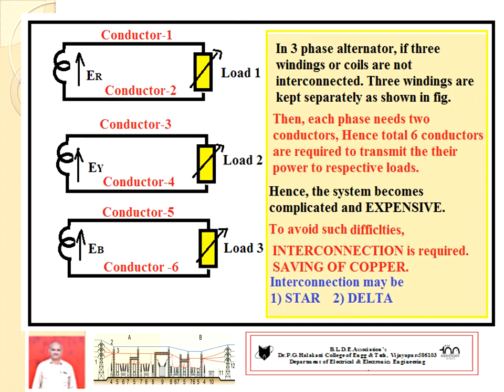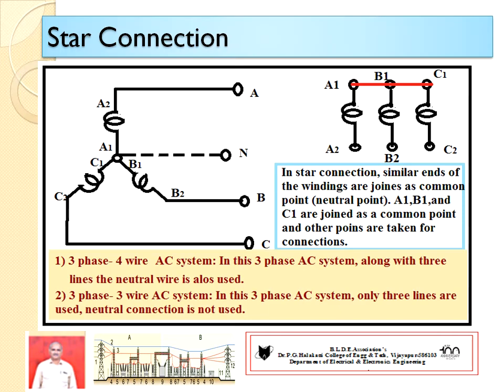Then what is the type of interconnection, sir? The interconnection may be star or delta. It is already well known that the interconnection may be a star connected system or a delta connected system. Number 1, we take the star connection.